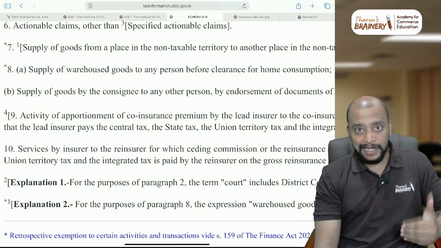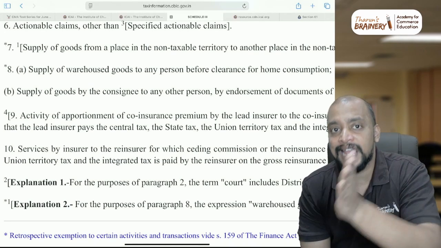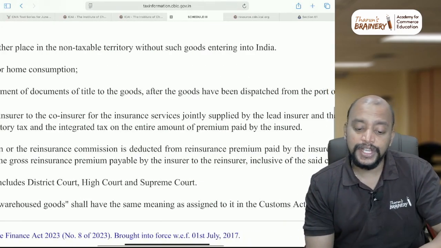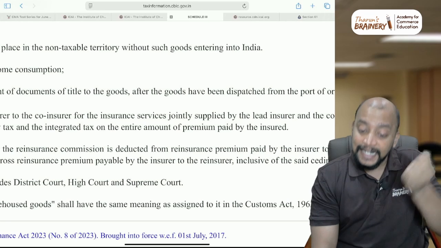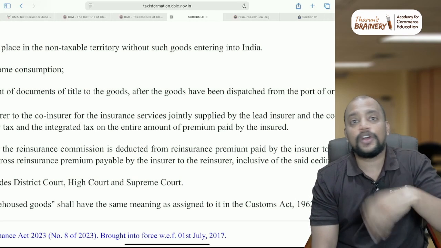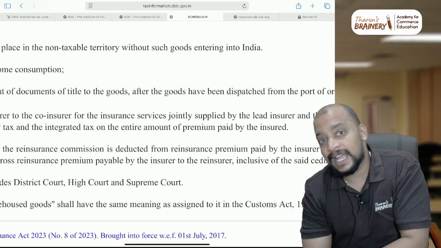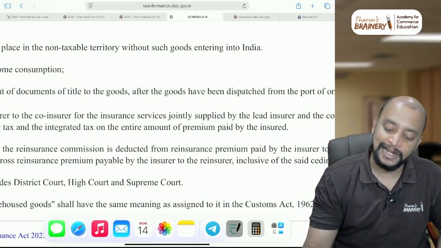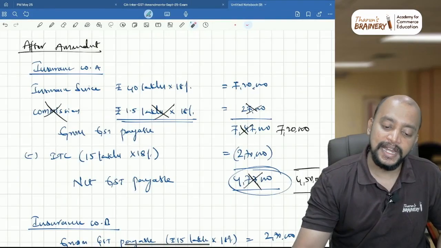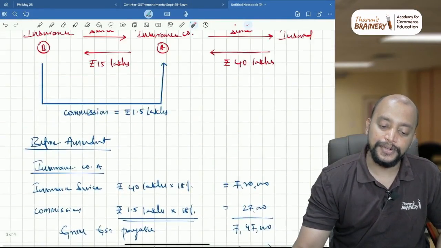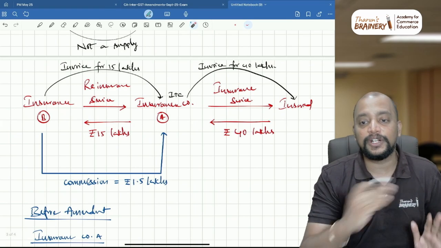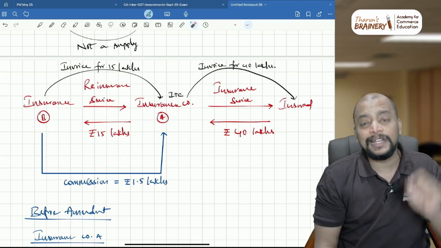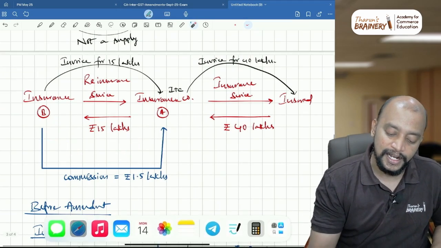Another point. Services by insurer to reinsurer. What is that? Insurer A to reinsurer, for which the ceding commission or the reinsurance commission is deducted from the insurance premium paid. They are not going to pay the full amount. So 15 lakhs minus 1.5 lakhs, 13.5 lakhs is what they pay. So how much is the money that they have to remit? They have to remit 15 lakhs, but anyhow they get a commission of 1.5 lakhs. So effectively they will be remitting 13.5 lakhs. That's what they are trying to convey.